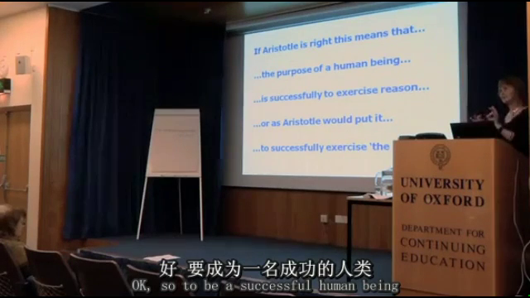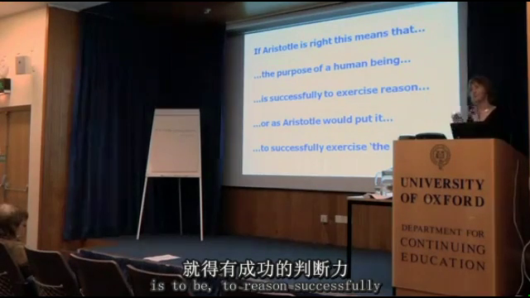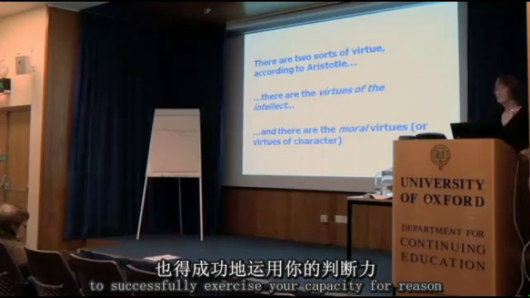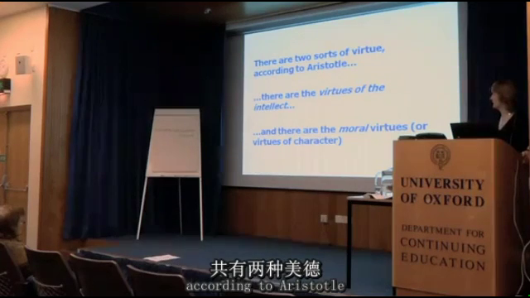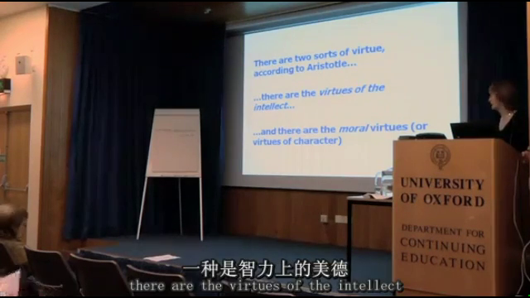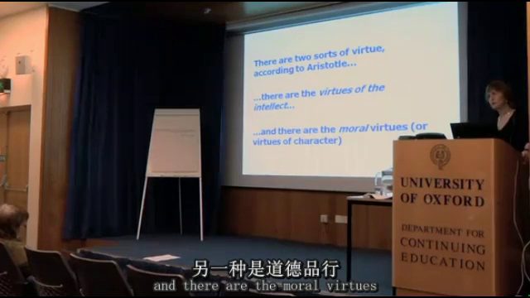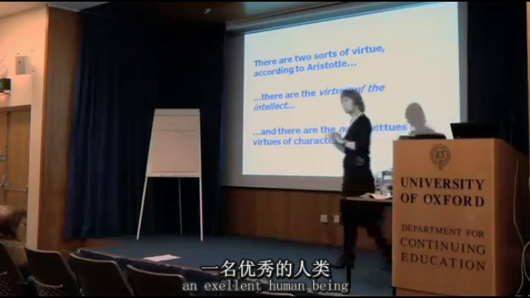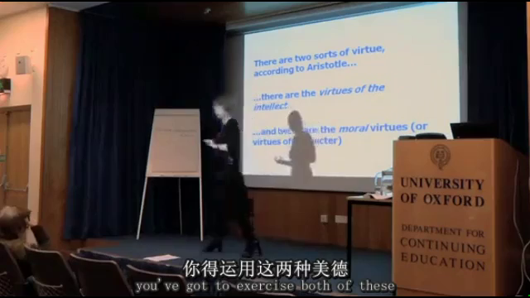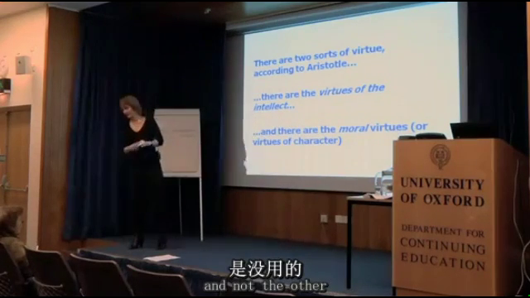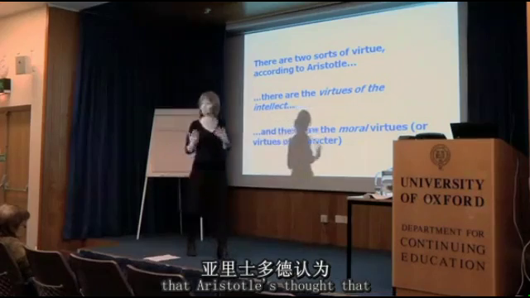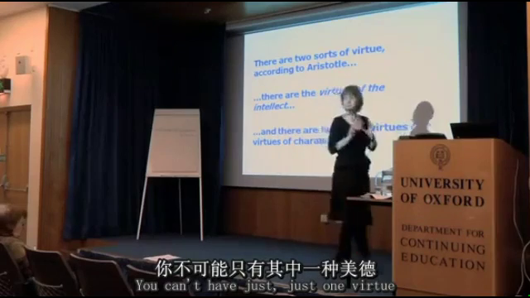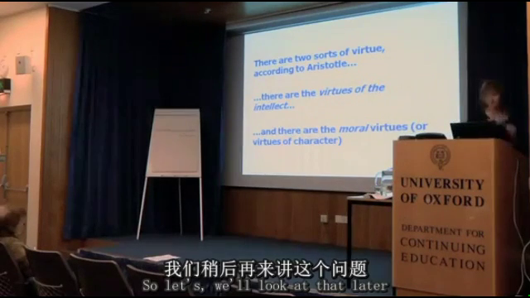Okay, so to be a successful human being is to reason successfully, to successfully exercise your capacity for reason. There are two sorts of virtue, according to Aristotle. There are the virtues of the intellect, and there are the moral virtues, or the virtues of character. So in order to become an excellent human being, you've got to exercise both of these. It's no good exercising one and not the other. And in fact, we'll see later on that Aristotle thought that if you have any virtue, you must have all the virtues. You can't have just one virtue. But we'll look at that later.